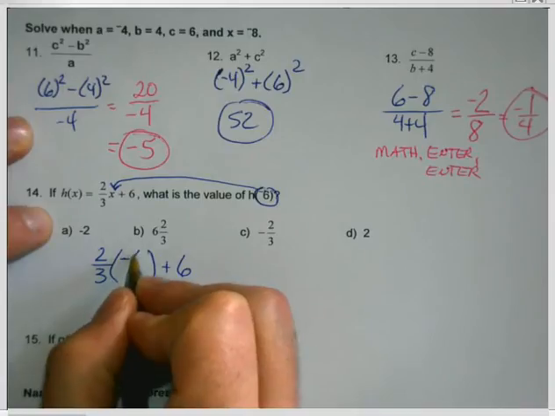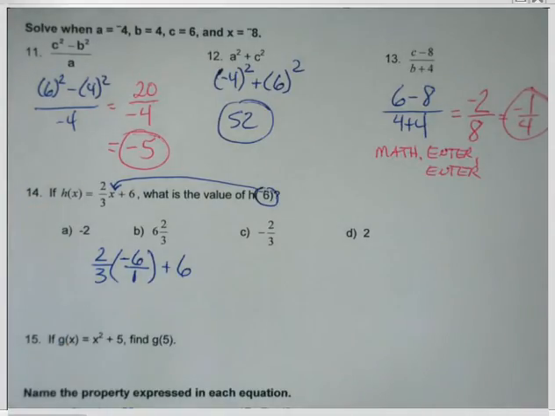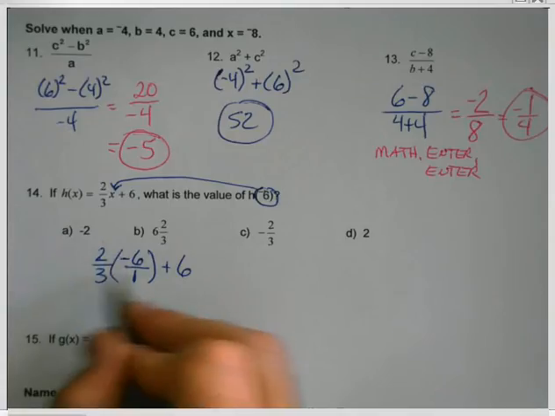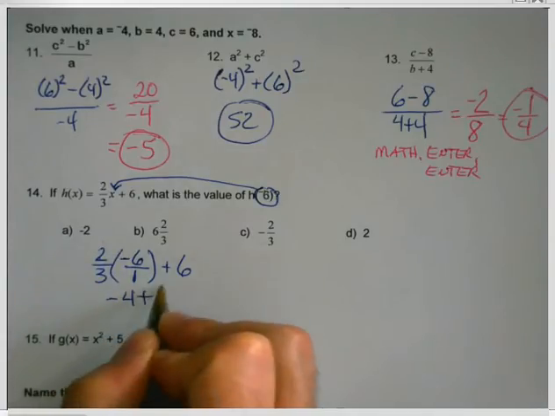When you plug in negative 6, since 2/3 is a fraction, make this a fraction as well. And here's why I think you should consider doing that. 2 times negative 6 is negative 12, divided by 3. So negative 12 divided by 3 is negative 4.